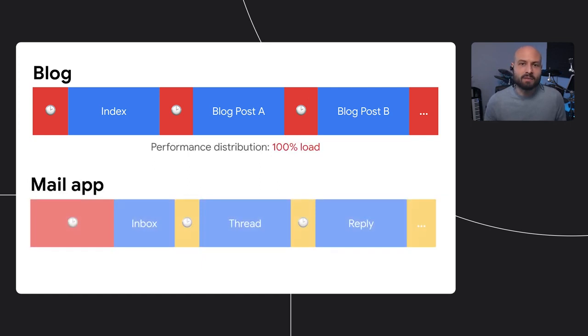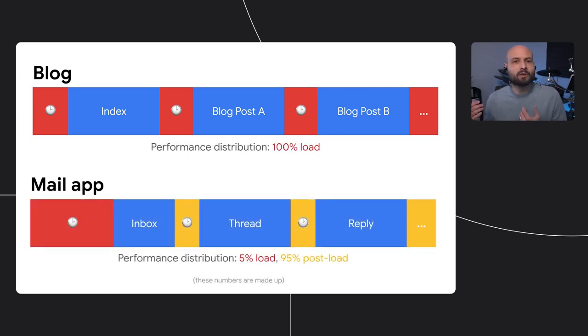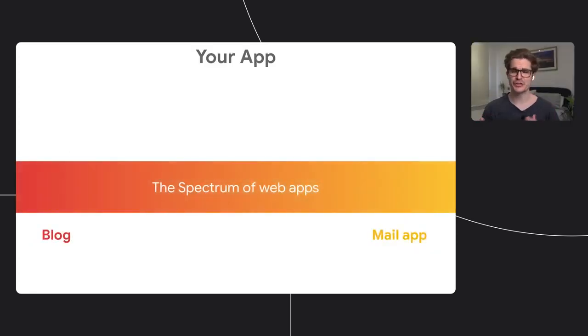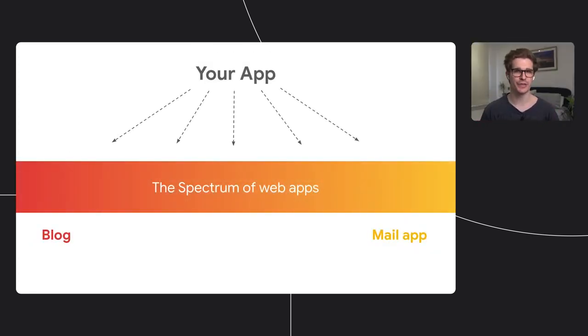Something like a web-based email client, on the other hand, is typically loaded once and stays open forever, loading data from API endpoints when a user interacts with the app. Even in cases where interactions feel like a navigation, switching inboxes, clicking on a message, those are typically done in JavaScript to preserve client-side state, and that means that they're still considered part of post-load performance. Loading happens once, the rest is post-load. And your app is probably somewhere in between these two extremes.